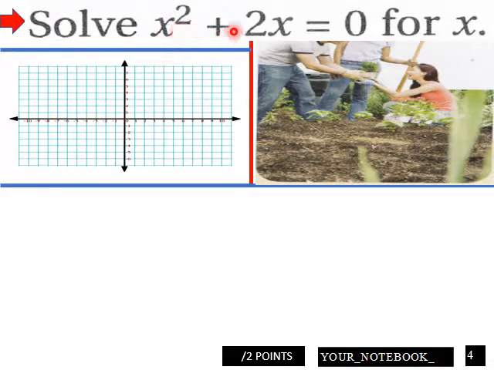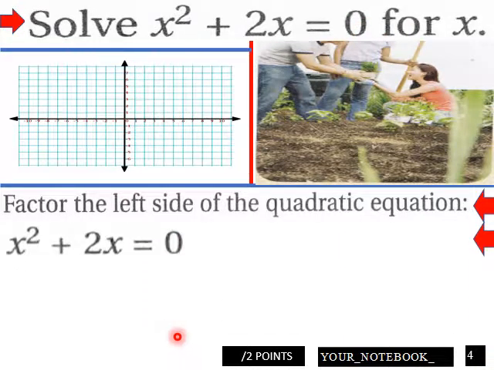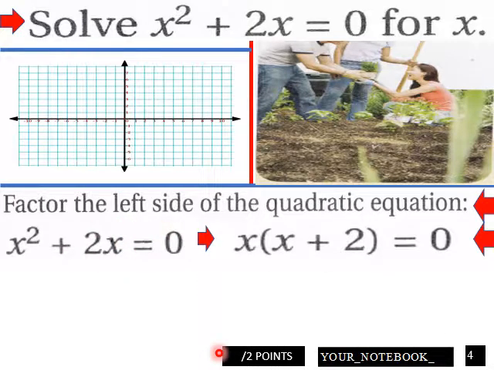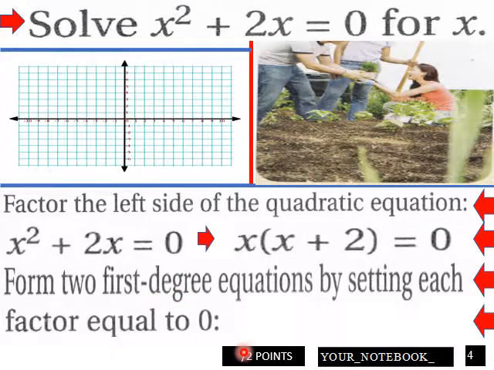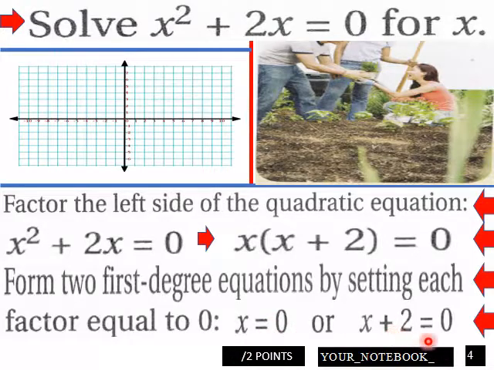So for x squared plus 2x equals 0, we need to solve for x. Factor the left side of the quadratic, so we factor out an x. It's formed of two first-degree equations by setting each factor equal to 0. So x equals 0 and x plus 2 equals 0.